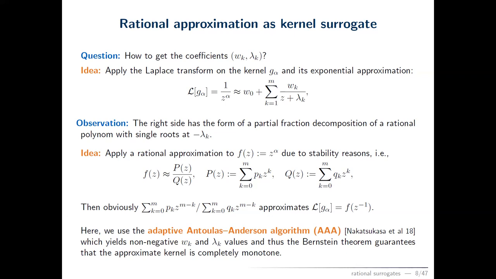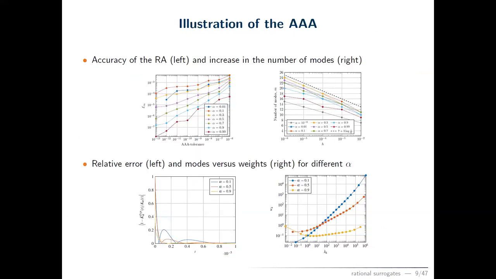We do not have a proof that the rational approximation algorithm does give us these things, but it's easy to compute or to control numerically. I mean, you just look at what you get, and in all our cases, it was granted. Now you can go for this rational approximation, and then you can even look at the errors, and you can look at how modes and lambdas, weights and lambdas are distributed for different alphas.